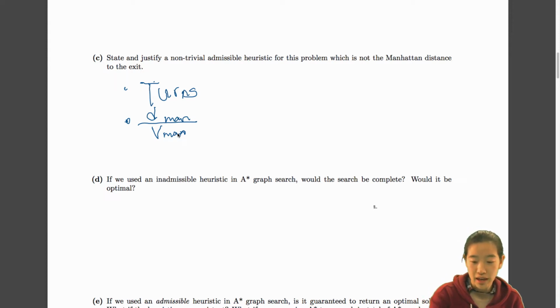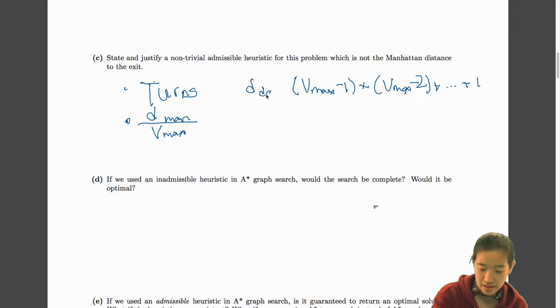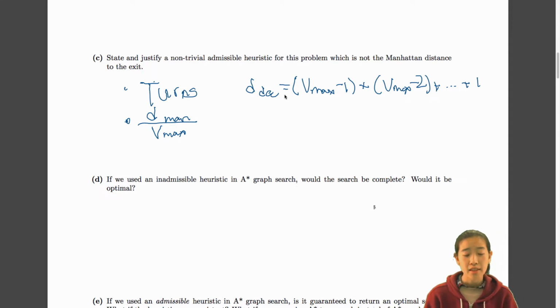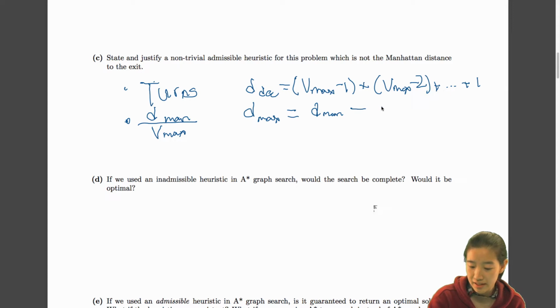How much distance is that? We will be at Vmax minus 1, plus Vmax minus 2, and so on, plus 1 distance away. I'm going to call this the deceleration distance. And then for the remaining distance, we can assume that we're going to just go at max speed for the rest of the time. So how far do we do that? We go at max speed. I'm going to call this dmax. This is going to be the Manhattan distance minus the deceleration distance.